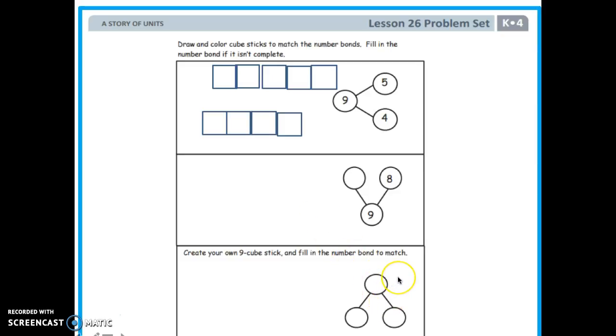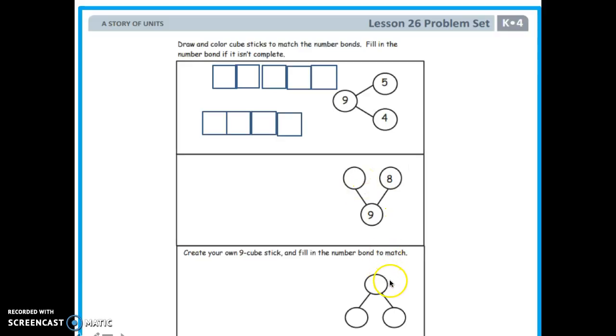Down here it says create your own 9 cube stick and fill in the number bond. If this is a little bit too tricky for you, what you could do is go get 9 cubes and you can act out this story. You could snap them in half and have 5 and 4. If you want to act this one out, you'll have a cube train of 9. You'll snap off 8 and see how many you have left.